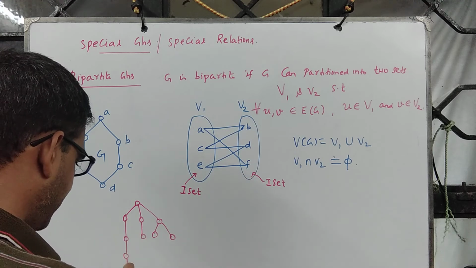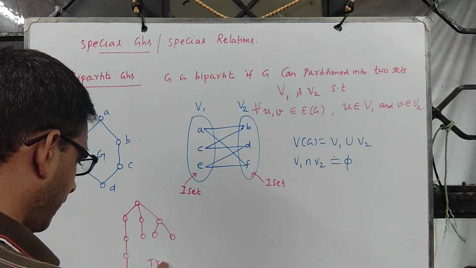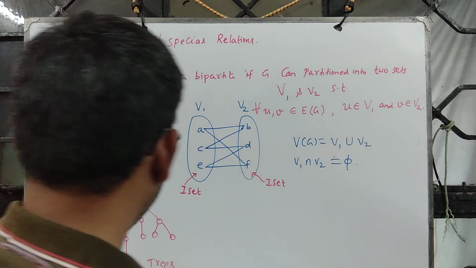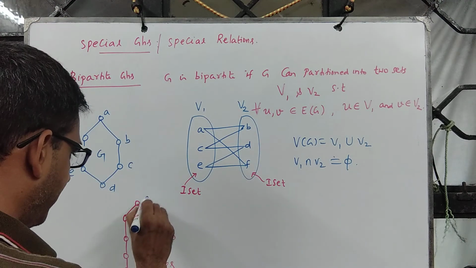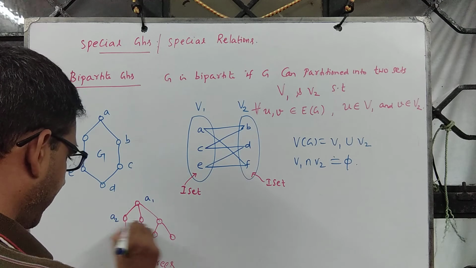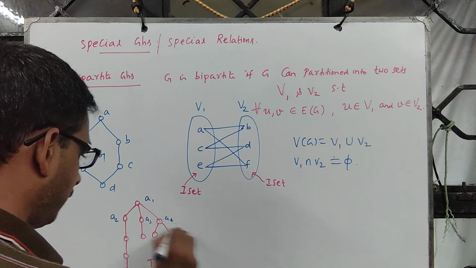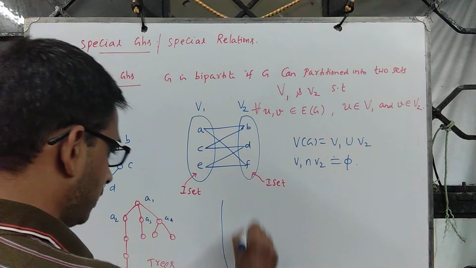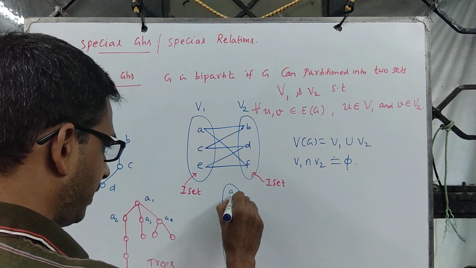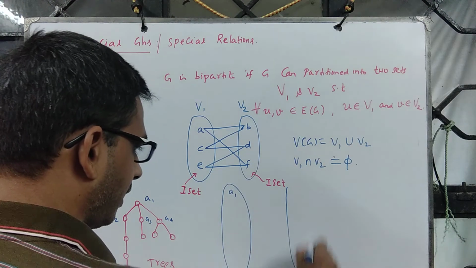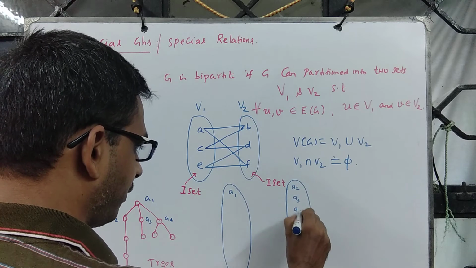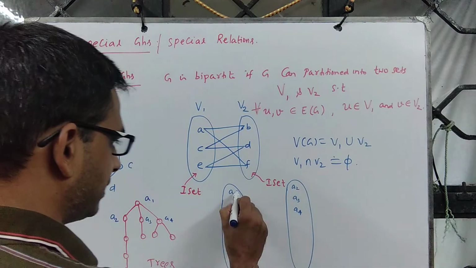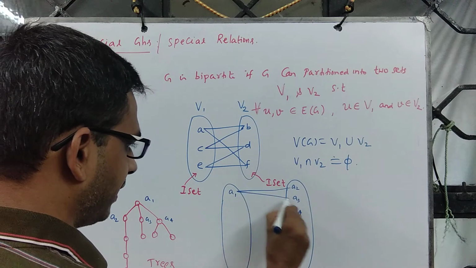What are these graphs? They are trees. Just now we have seen trees are acyclic and connected. Now what I do, let me label this one as A1, A2, A3, A4. I place A1 here and A2, A3, A4 here, which means the first level appears like this.